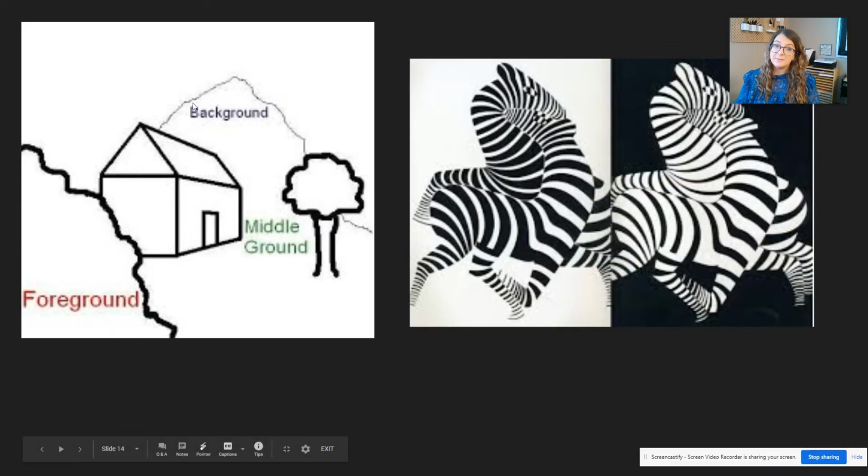So here's your foreground, middle ground, and background. You see this a lot in landscapes. And then here's some more positive and negative space.